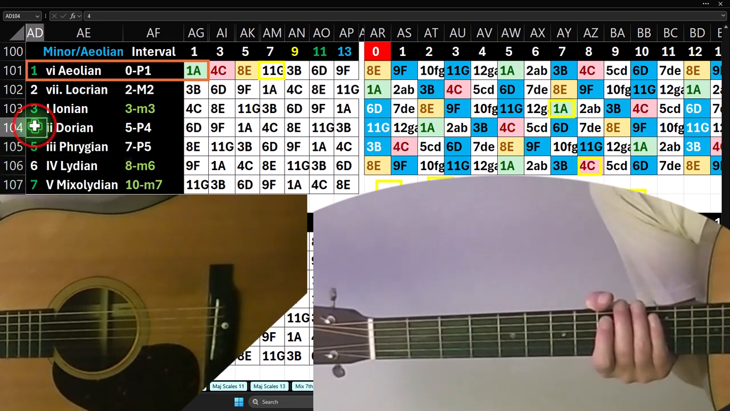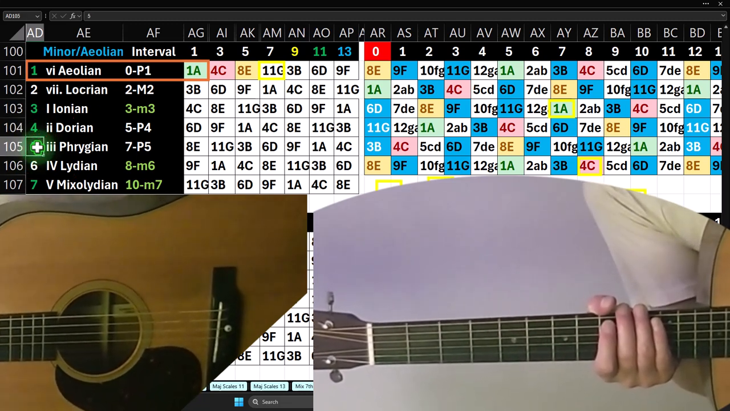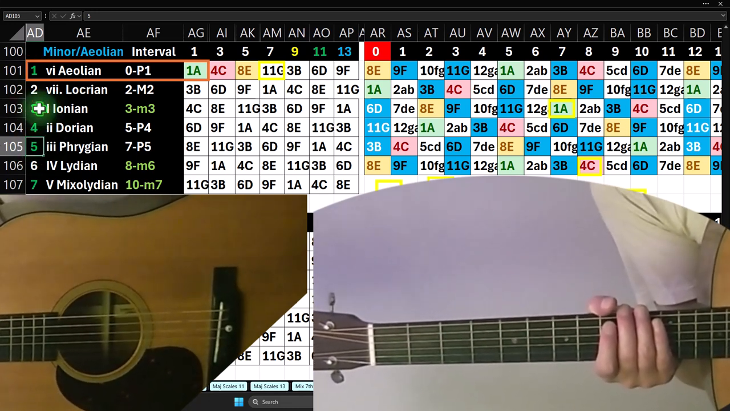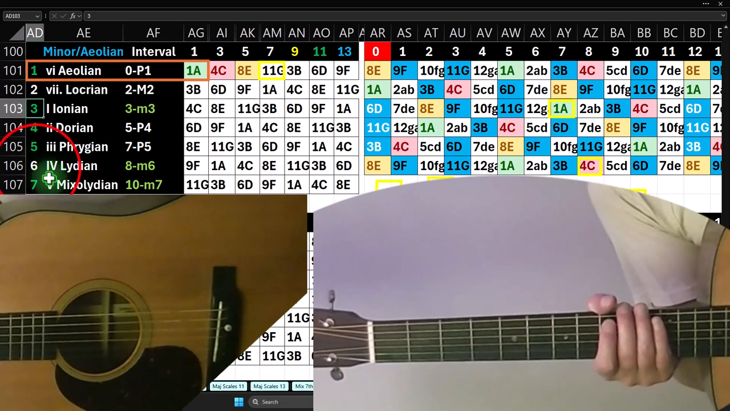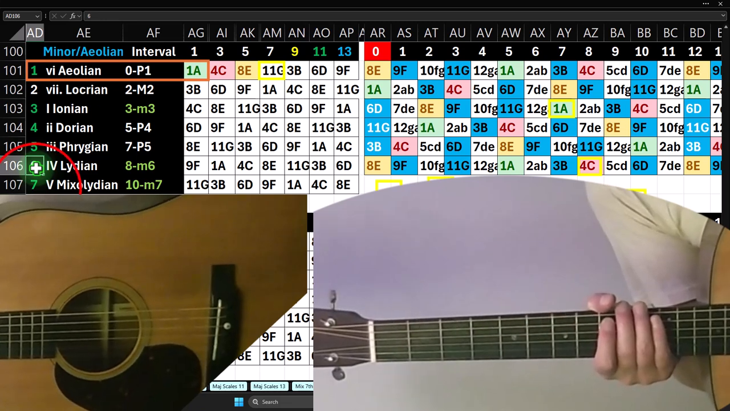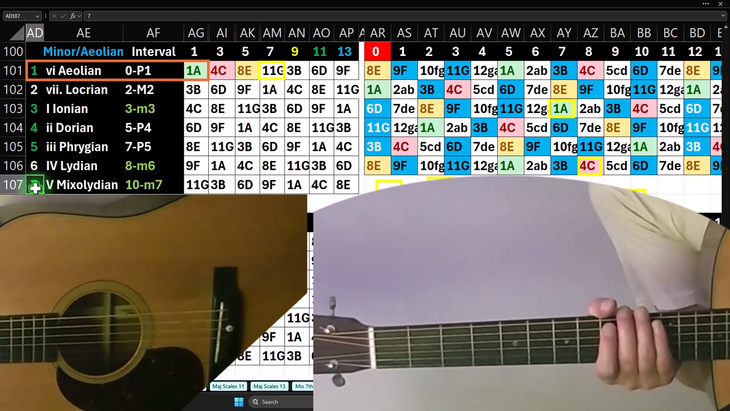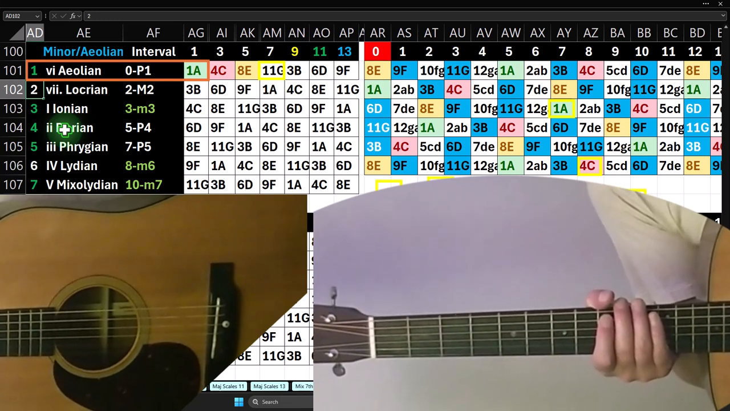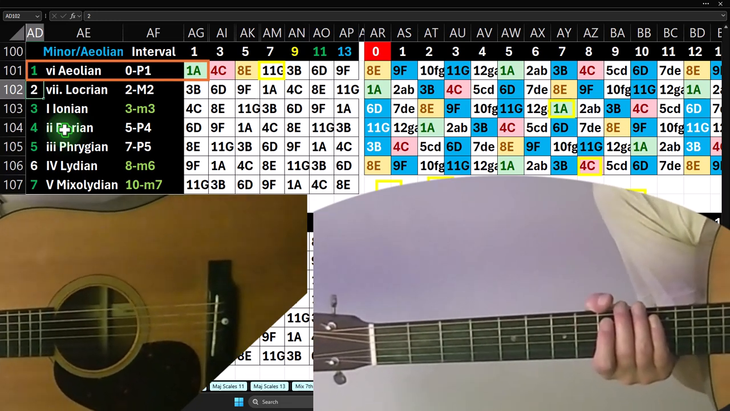And then the 4 is what I would call absolute mode number 2, Dorian. And then the 5 is absolute mode number 3, the Phrygian. And then the 3 is absolute mode number 1, Ionian, major scale. And the 6 is absolute mode number 4, Lydian, a major mode. The 7 is absolute mode number 5, the Mixolydian. And then the 2 is that funny one on the minor with the Locrian, which has the diminished chord construction.